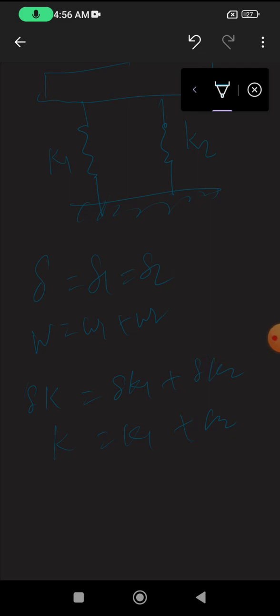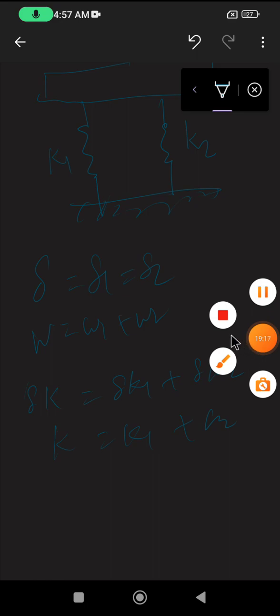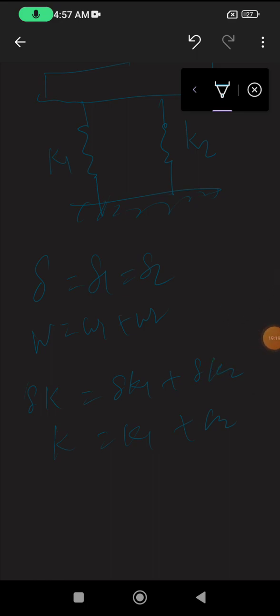So in the next lecture we'll see concentric springs and leaf spring. Leaf spring is a very important topic asked in the exam, and also a very big topic. So that we'll see in the next lecture.